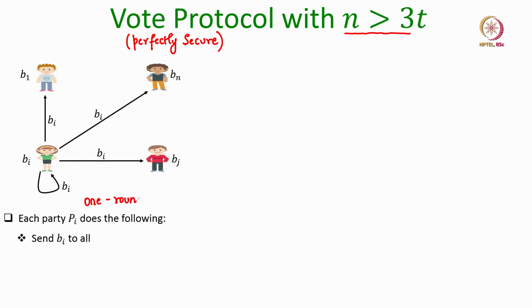it is a one round protocol where each party just has to send its input to everyone else, that is all, including itself. And the output decision is made as follows: every party Pi checks if it has received a copy of some bit b at least n minus t times from n minus t different parties. If that is the case, then it outputs that particular bit b, otherwise it outputs bot.